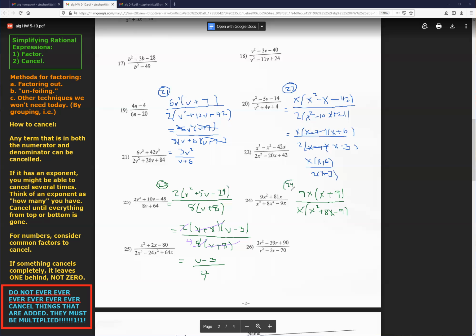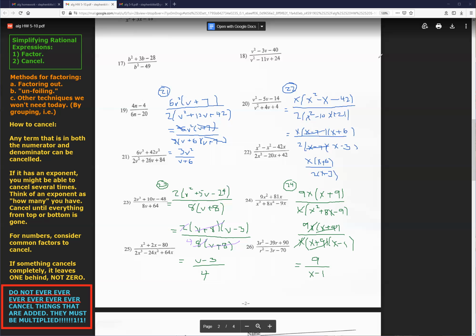So then we got to factor the bottom. So 9x times x plus 9 over x times... multiplies to negative 9, adds to 8. That's going to be a plus 9 and a minus 1. Plus 9, minus 1. Cancel, cancel. Also cancel these x's out front. And the only things that are left, we have a 9 on top, we have an x minus 1 on the bottom.